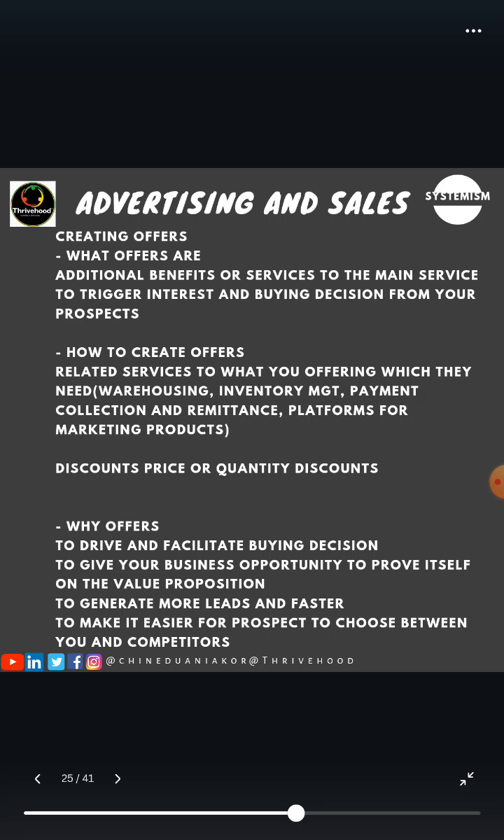Then lastly, to make it easier for a prospect to choose between you and competitors. I think I've said this before, because you are not the only one offering this particular service. Most of the time, prospective clients or customers are caught in the middle. Do you understand, of who actually to go with, which brand, which service provider should I choose? Because they have not had the opportunity to interact with any of you in order to evaluate your efficiency or effectiveness. So what they are going to use to judge you at first, to even give you an opportunity, is your offers. So offers will help them decide faster who, between you and your competitors, they would possibly try out for the services that they are looking for.